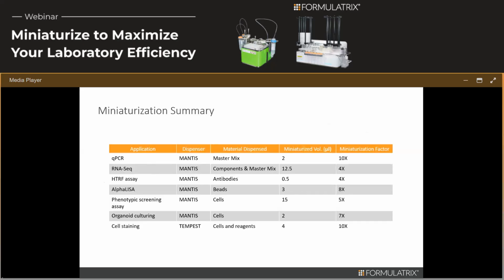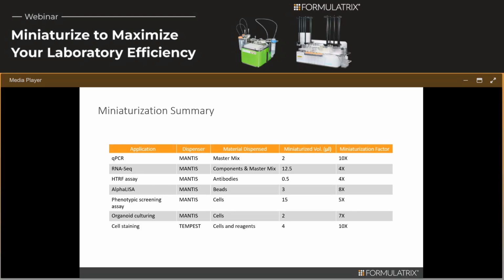Here is the overall summary of our talk today. We have discussed the benefits of using Mantis and Tempest in different miniaturization experiments. The experimental data indicates that our products can be utilized in a variety of applications such as PCR, AlphaLISA, organoid culturing, and for dispensing a range of chemicals and reagents including antibodies, beads, and cell suspension.